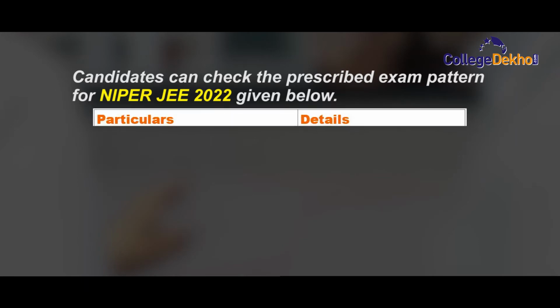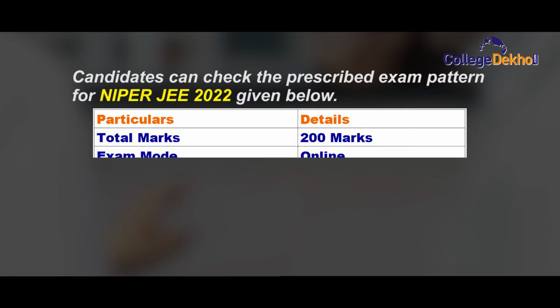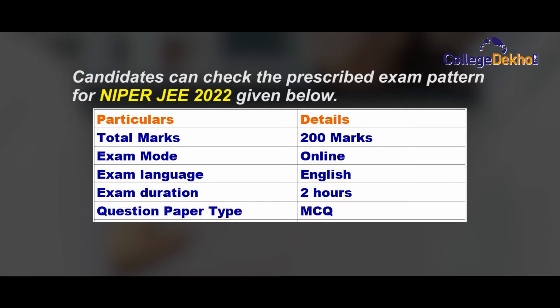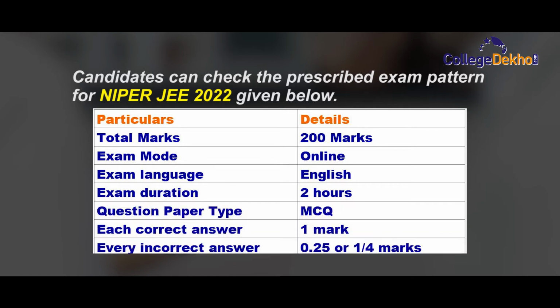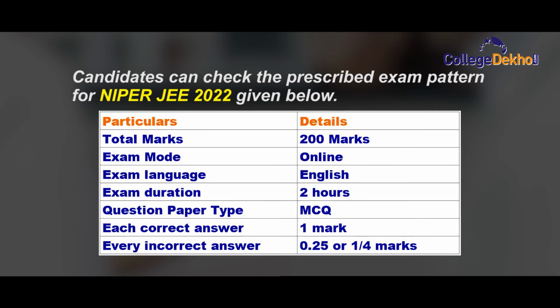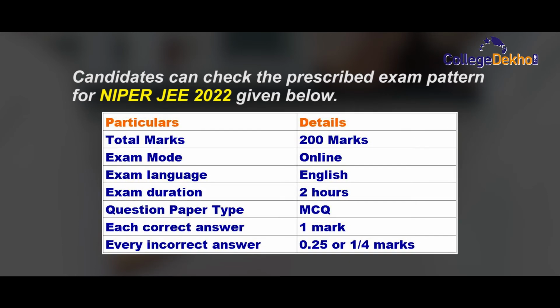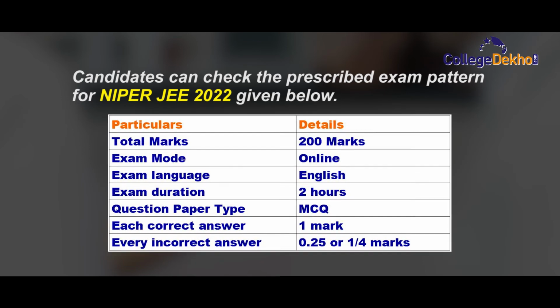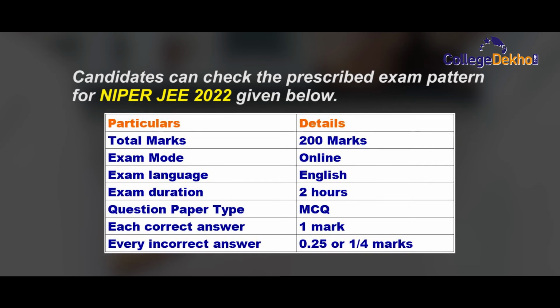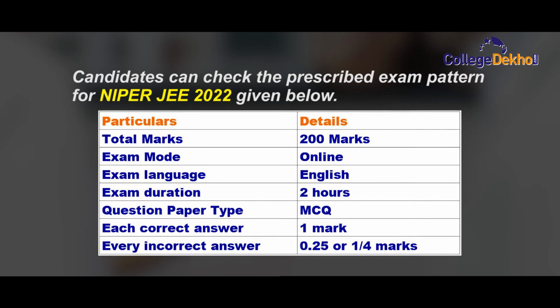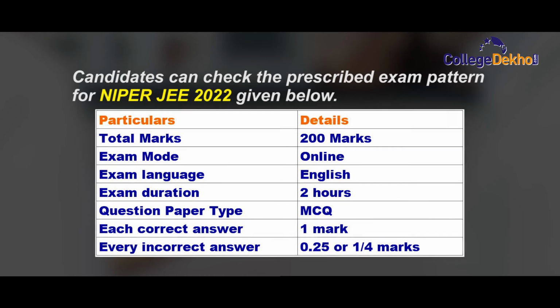First, NIPER JEE 2022 is conducted in online mode, as a computer-based test. Secondly, the medium of the entrance exam is English. There will be 200 questions in total. The questions of NIPER JEE 2022 are in multiple choice format, wherein the candidates have to choose one appropriate answer from the options available. Lastly, the exam duration is 2 hours, and 1 mark will be given for each correct answer and 0.25 marks are deducted for every incorrect answer.